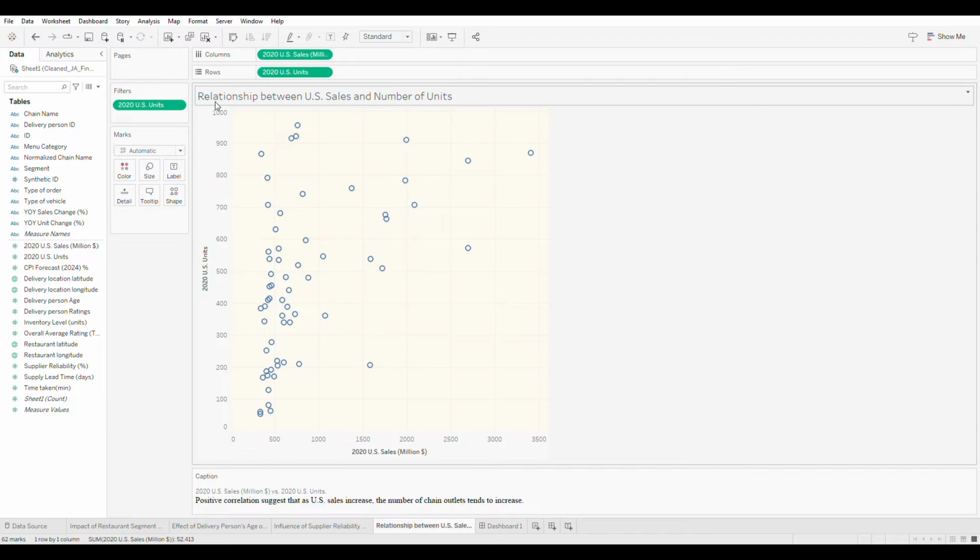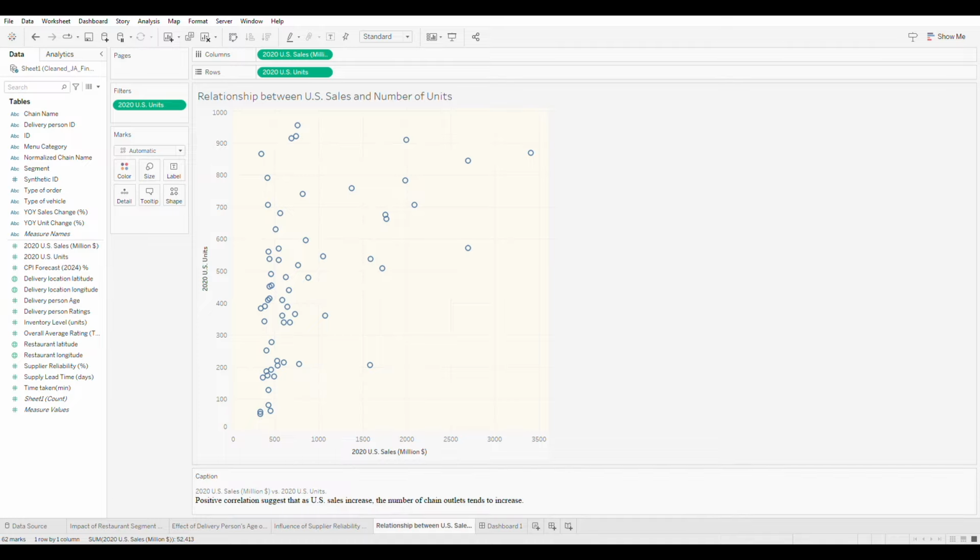And lastly, we wanted to explore the relationship between US sales and the number of units. The question is, is there a correlation between the US sales of a restaurant chain and the number of its units and outlets? The hypothesis states restaurant chains with higher US sales might have more outlets.